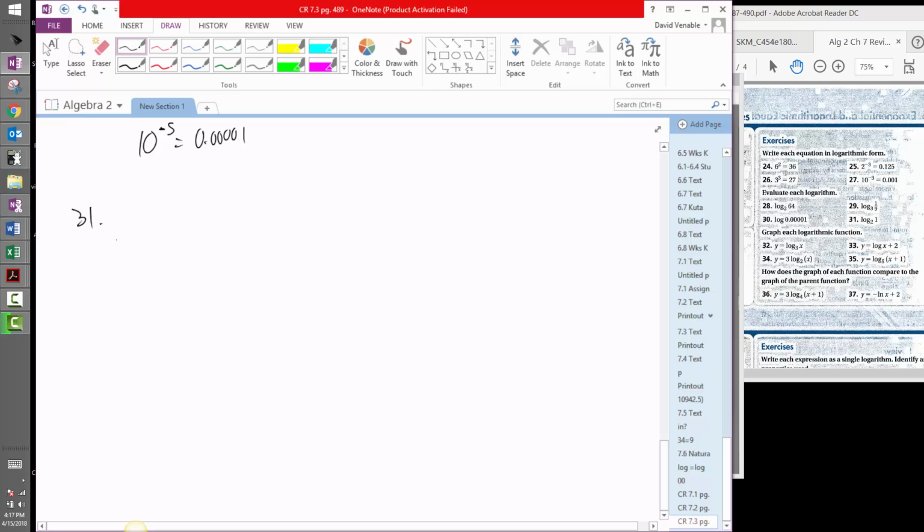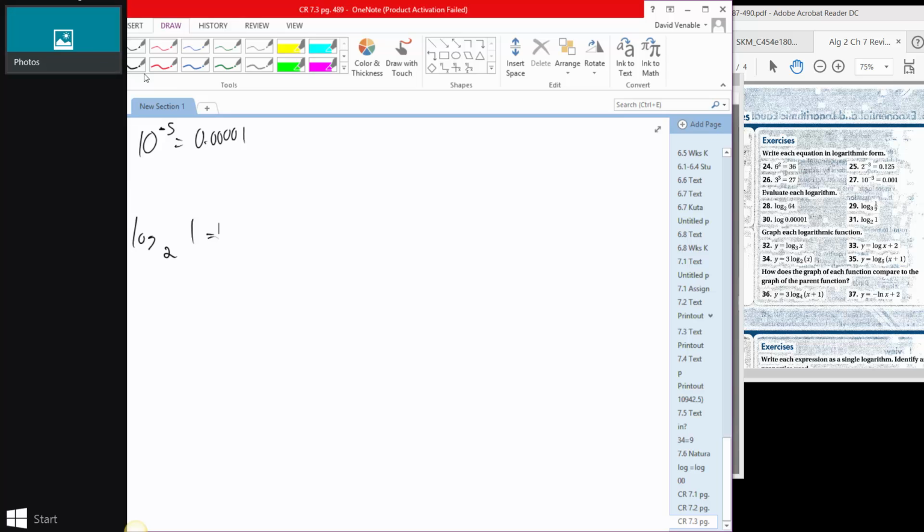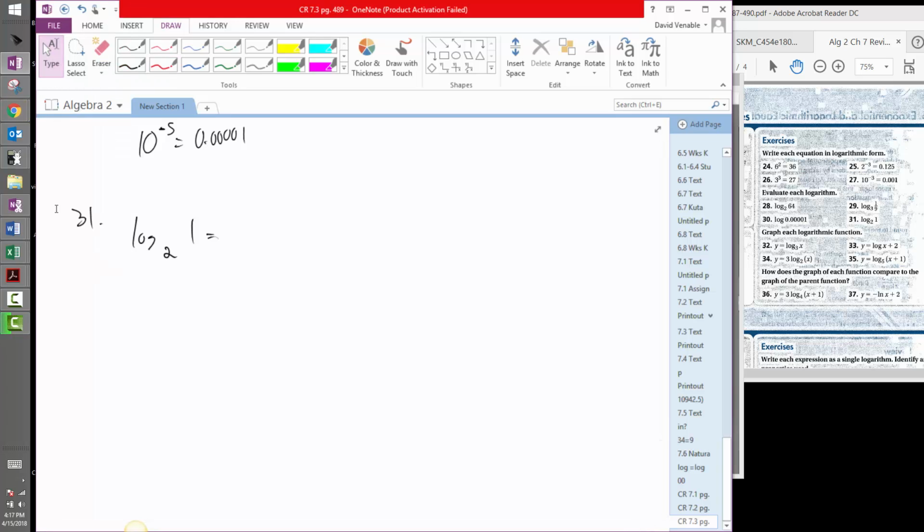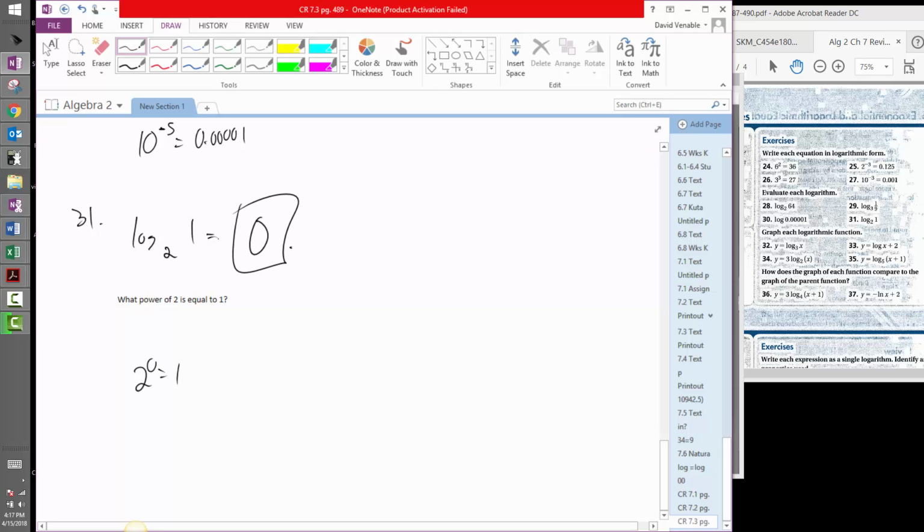All right, 31: log base 2 of 1. This seems difficult, but it's not. The question it's asking is important for you to remember. I'm going to type out the question just so you can see it: what power of 2 is equal to 1? That's the question it's asking. Well, I know that if you raise any number to 0, you get 1. So 2 to the 0 is 1. So guess what? This answer is 0. And if you did it in your calculator, you get the same thing.